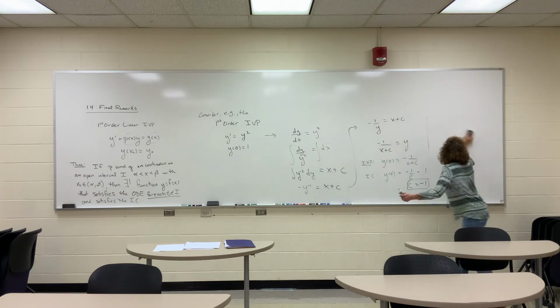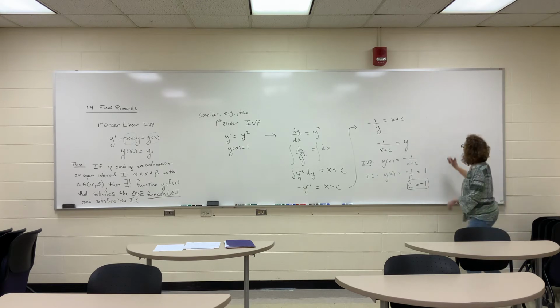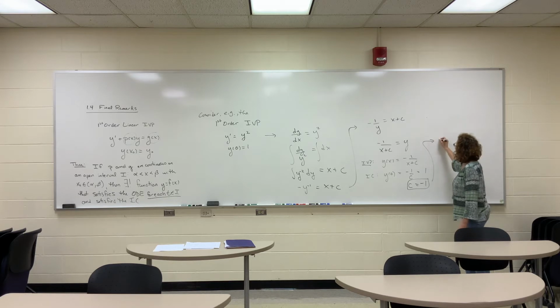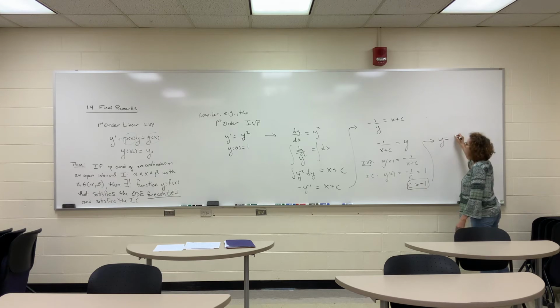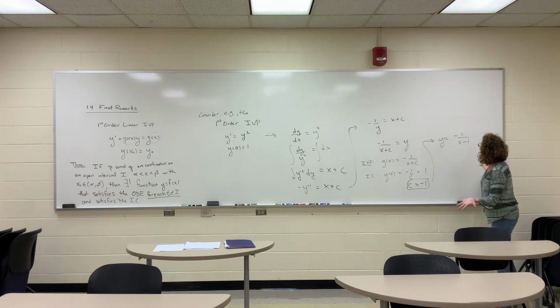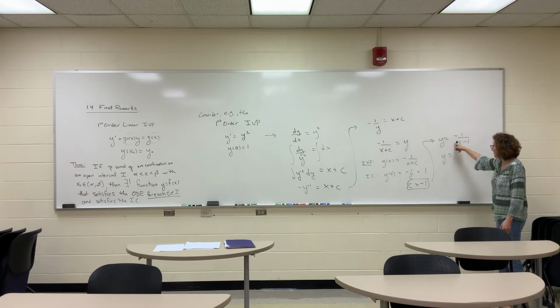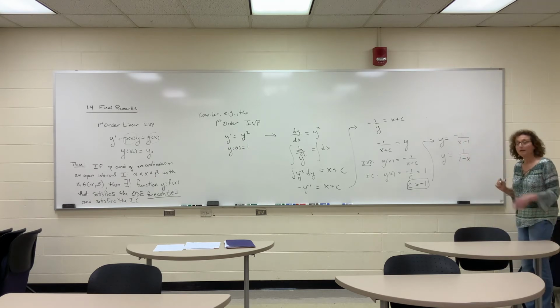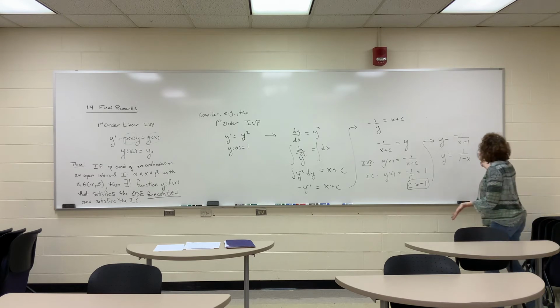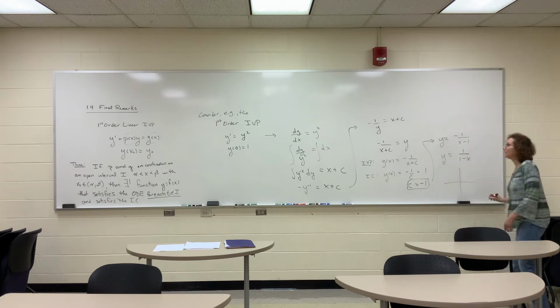So y equals 0 is not part of the solution of our initial value problem. All right, so therefore, what is our solution of this initial value problem? It is y equals minus 1 over x minus 1. Or we could write that, if you like, without so many minuses, essentially putting the minus down here, 1 over 1 minus x. Awesome. What does that look like, 1 over 1 minus x?